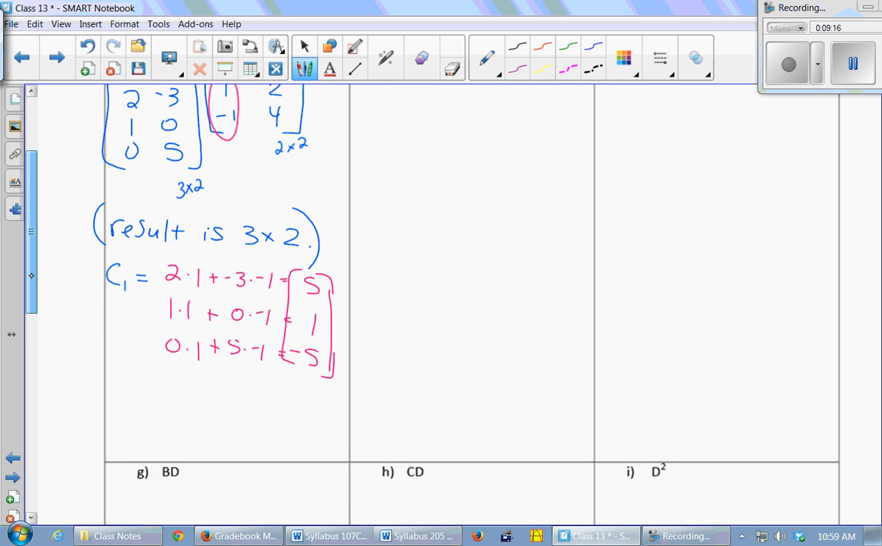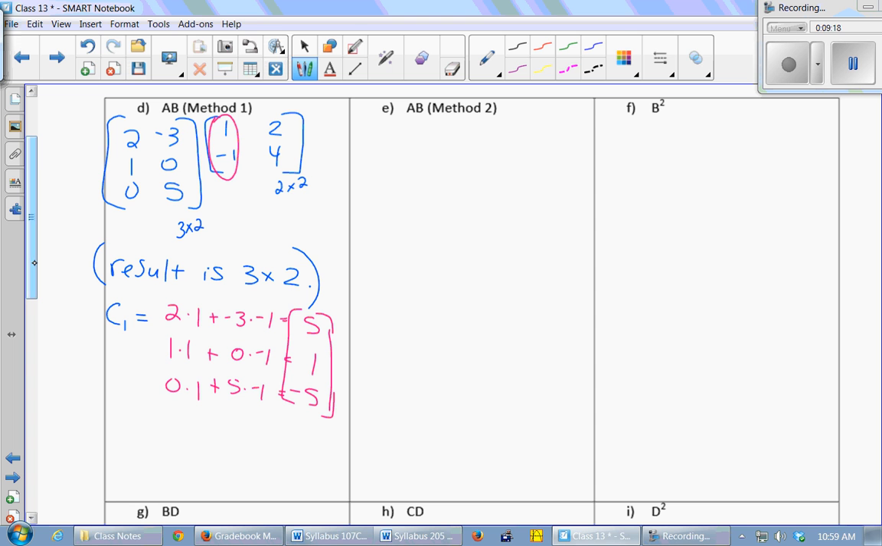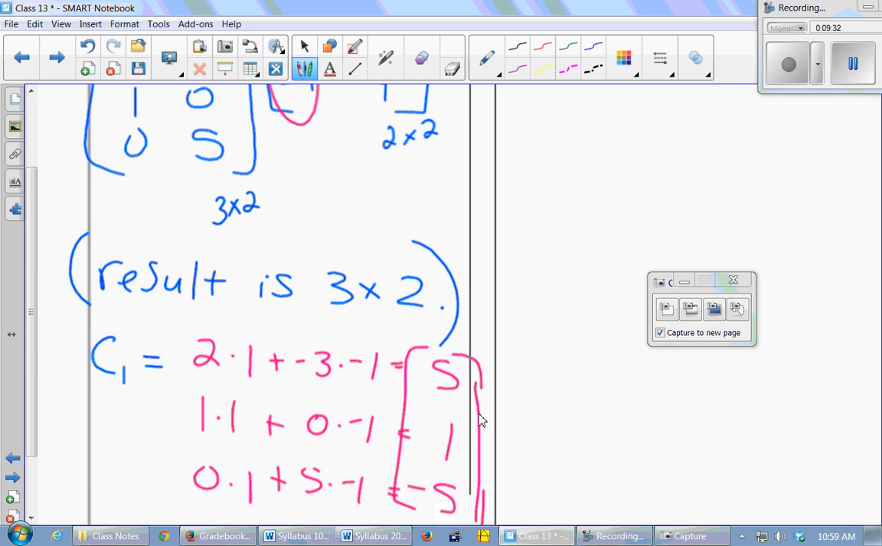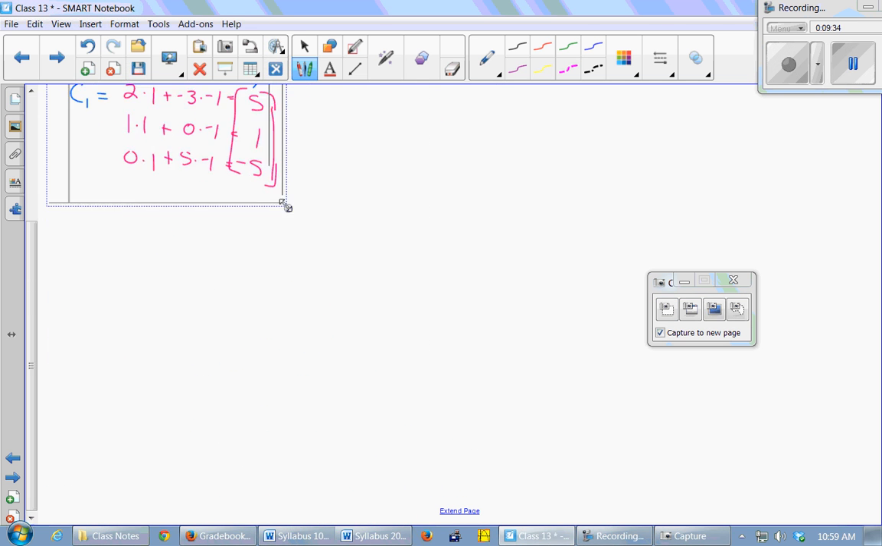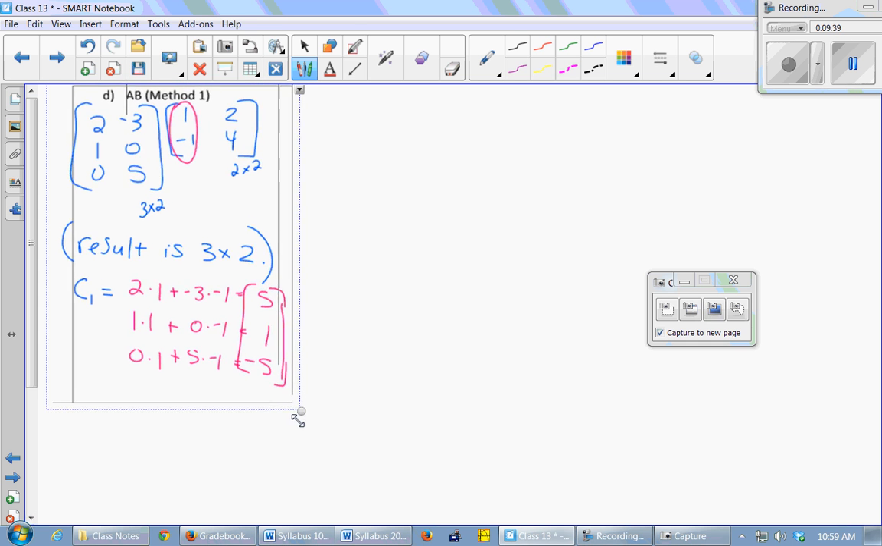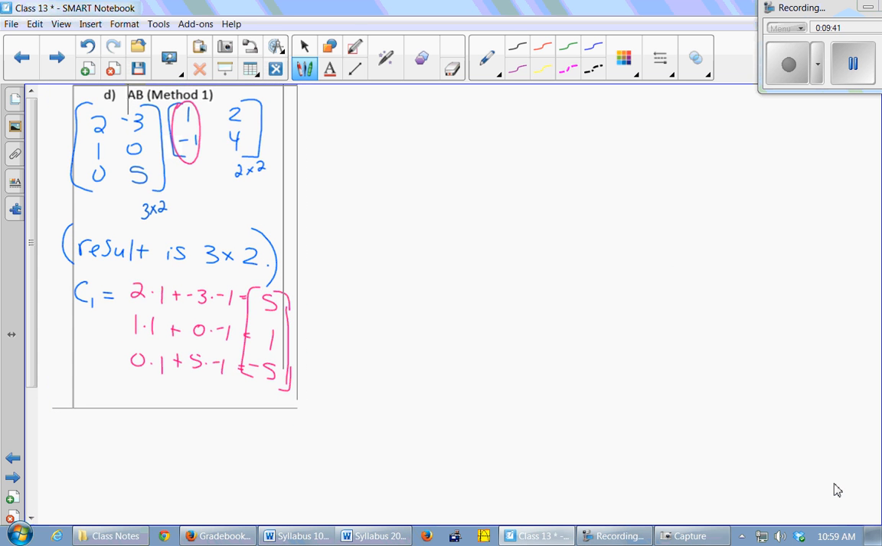And then you have to do this thing again. And of course, I'm running out of room. I thought I gave myself more than enough. Yeah, we have the first column of the resulting matrix. So we're not done, right? So I have to get column 2.